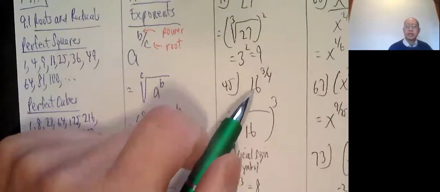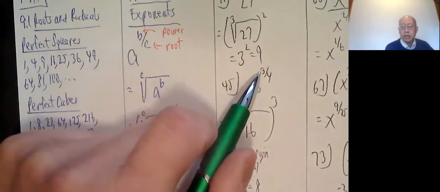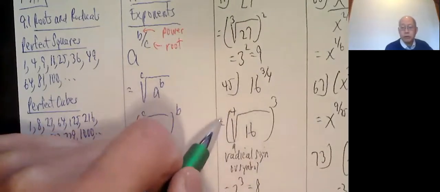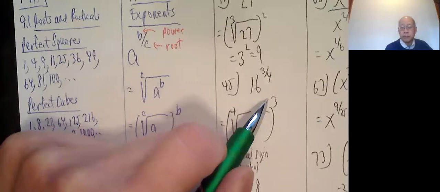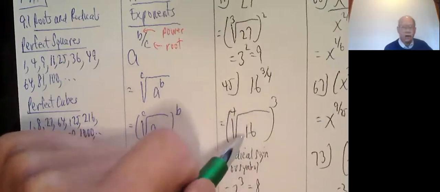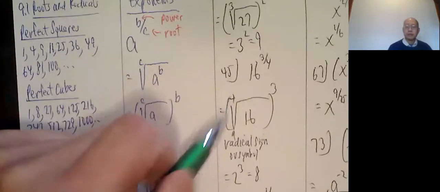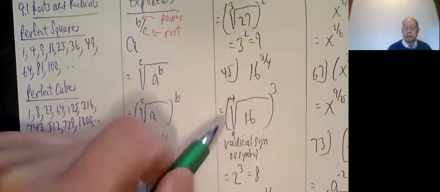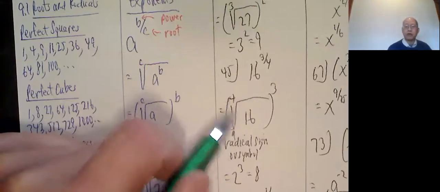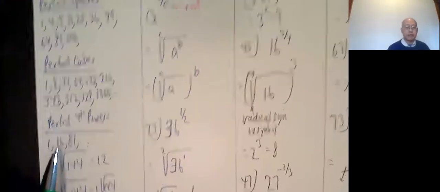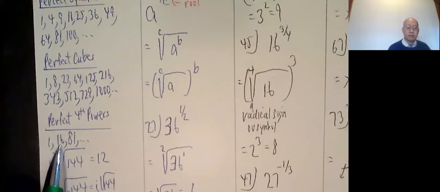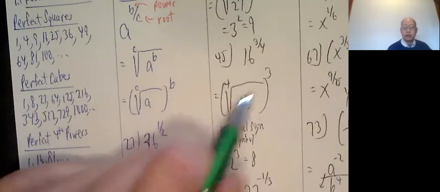Same thing here. 16 to the 3/4 power means I do the 4th root and cube it. Or you can cube first, but I don't want to do 16 cubed. That's a really big number, right? 16 times 16 times 16. You can avoid that if you do the root first. Okay, so again, this is called the radical sign or radical symbol. Okay, so the 4th root of 16 is 2. It's a perfect 4th power, right? So I'm taking 2 to the 3rd power, 2 cubed, which is 8.